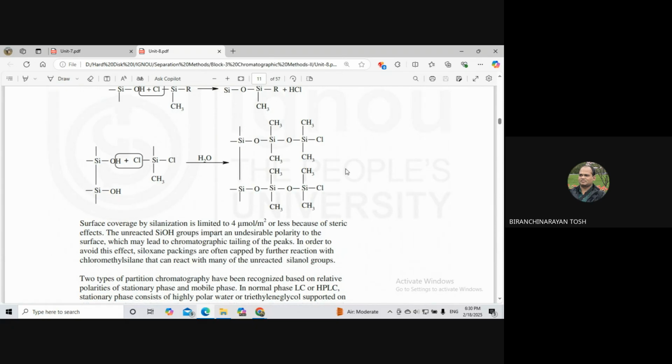steric effect. The unreacted silicon hydroxyl groups impart an undesirable polarity to the surface, which may lead to chromatographic tailing of the peaks. In order to avoid this effect, siloxane packings are often capped by further reaction with chlorotrimethylsilane, which can react with many of the unreacted silanol groups.